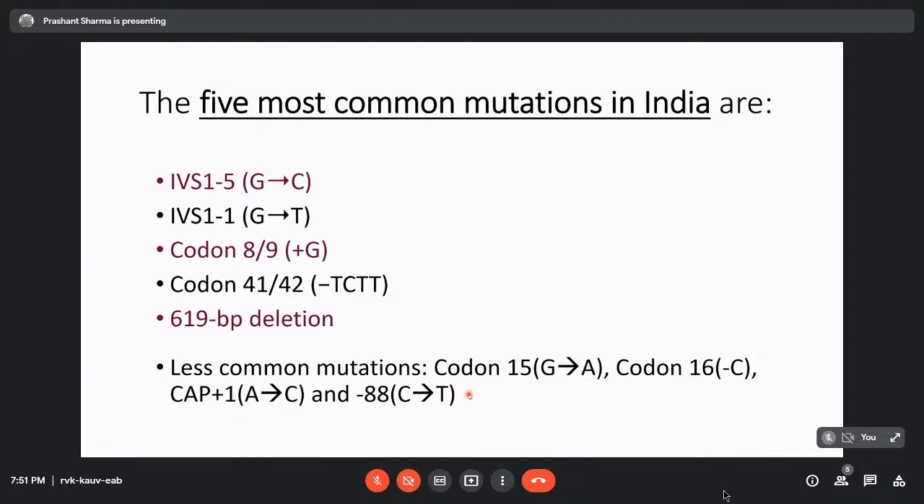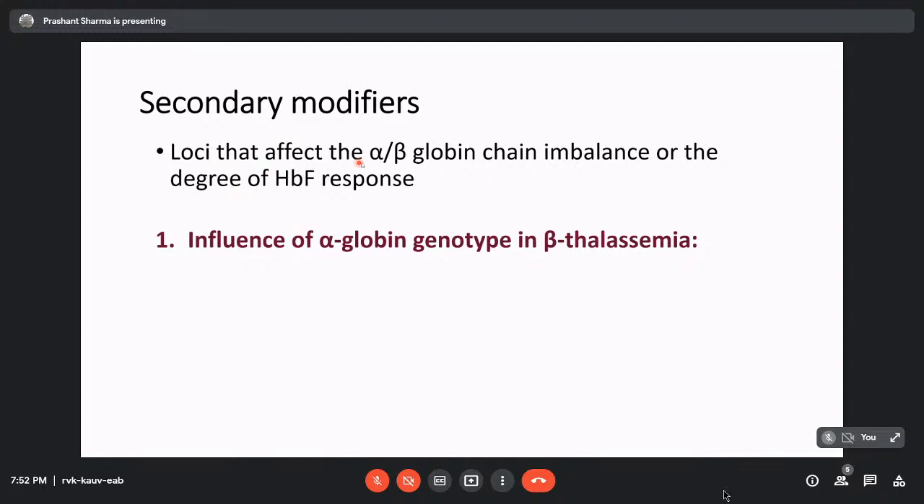Moving on to secondary modifiers. Now, these are loci that affect the alpha to beta globin chain imbalance or the degree of HbF response. So, in a way, the degree of HbF response is also influencing the alpha beta globin chain imbalance because it's providing an alternative to the beta chain.